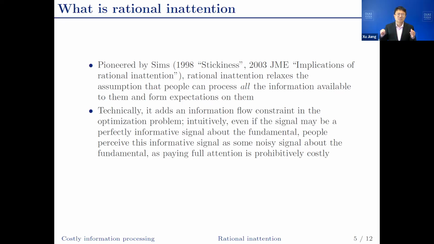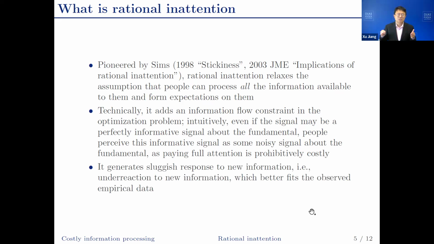Technically, what it does is add information flow constraints in the optimization problem. So in this case, even if the signal might be perfectly informative about the fundamental, people would perceive this signal to contain some noise, because paying full attention and extracting all the information from the signal is prohibitively costly. The rational inattention framework generates a sluggish response to new information, which better fits the observed empirical data. Because processing information is costly, whenever new information arrives, you cannot process it completely and instantaneously. So that generates underreaction to new information.